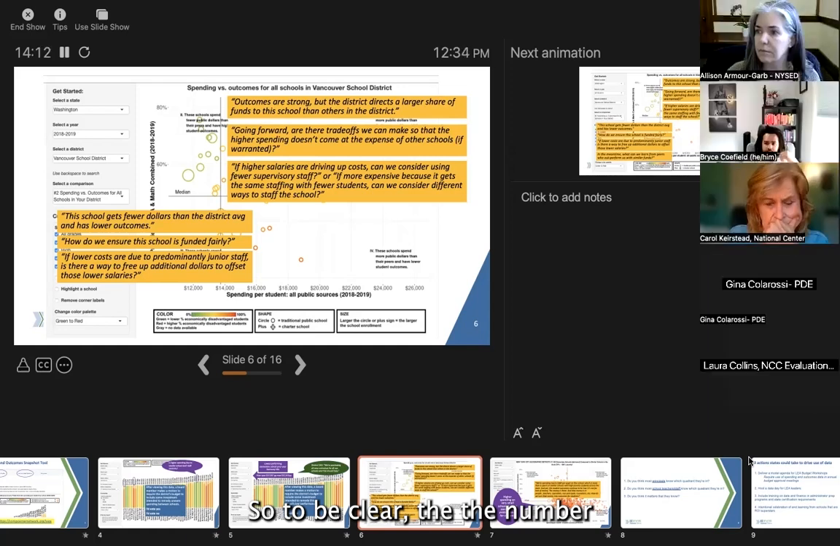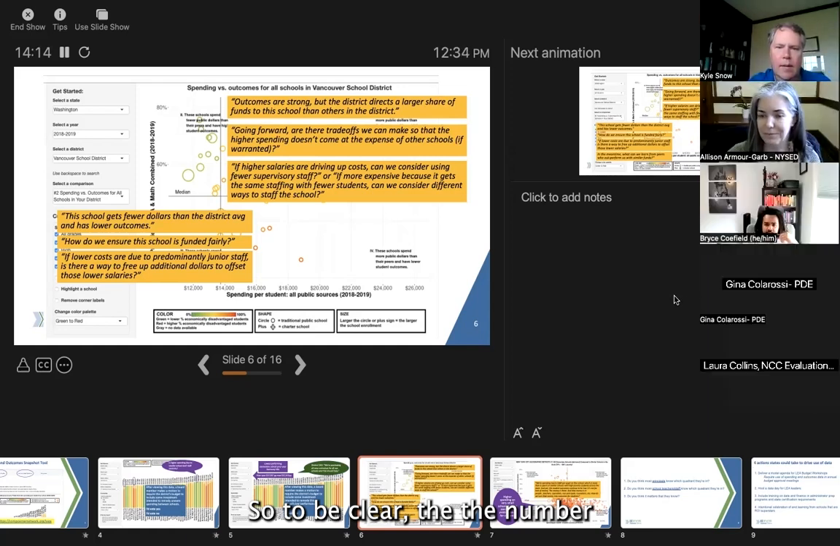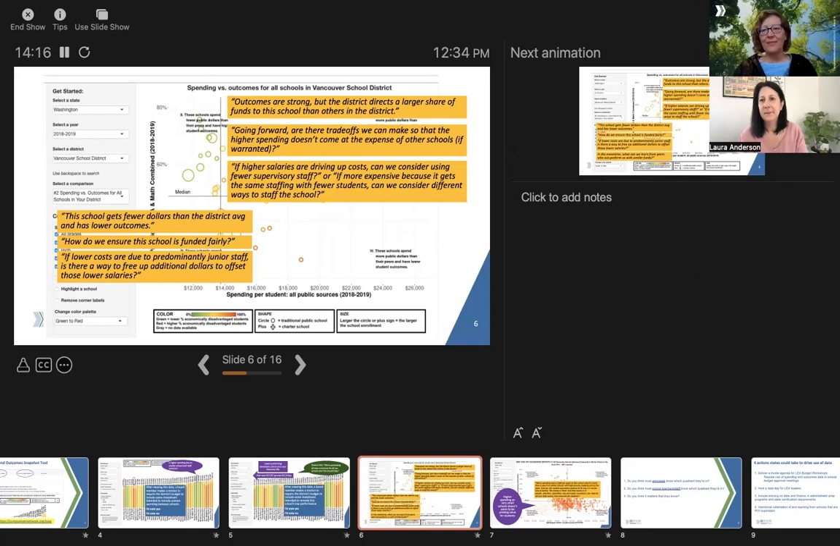So to be clear, the number for spending per student, is that the district or the school? How is that number derived?